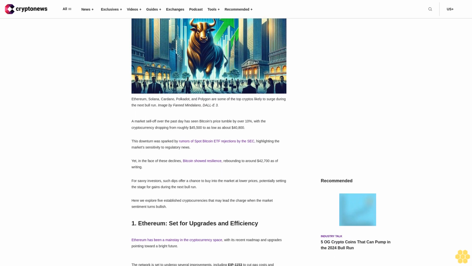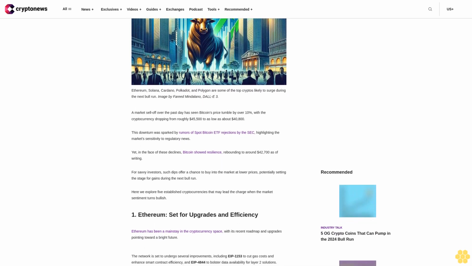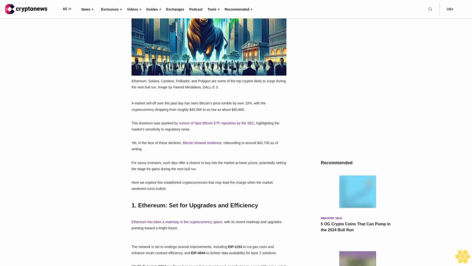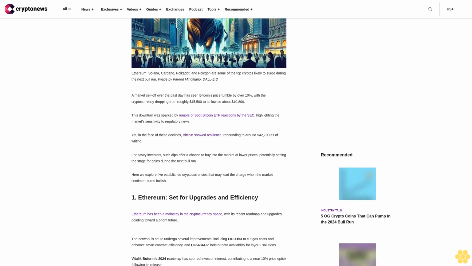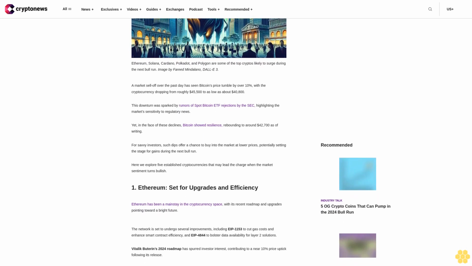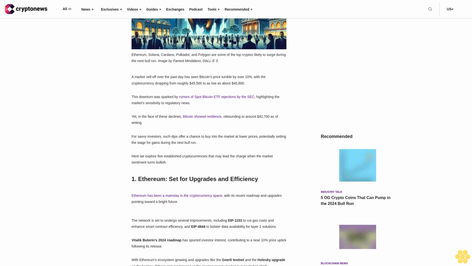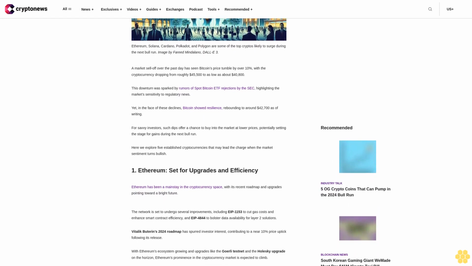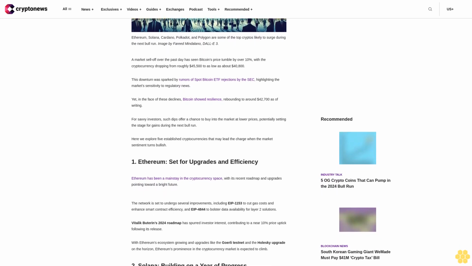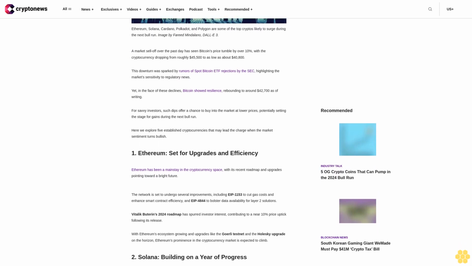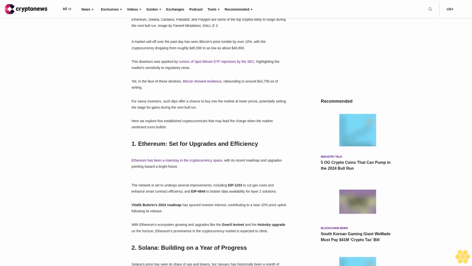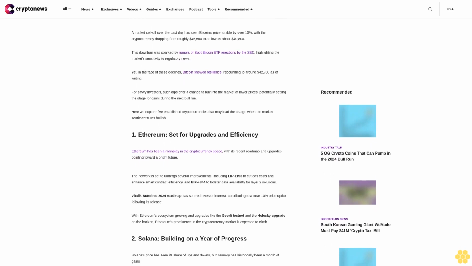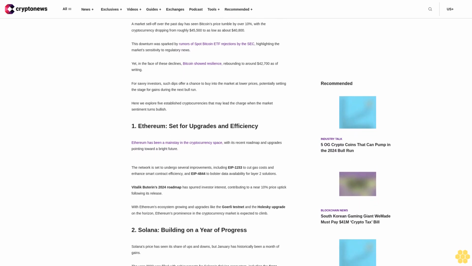A market sell-off over the past day has seen Bitcoin's price tumble by over 10%, with the cryptocurrency dropping from roughly $45,500 to as low as about $40,800. This downturn was sparked by rumors of spot Bitcoin ETF rejections by the SEC, highlighting the market's sensitivity to regulatory news. Yet, in the face of these declines, Bitcoin showed resilience, rebounding to around $42,700 as of writing.